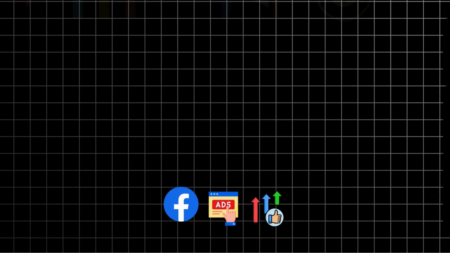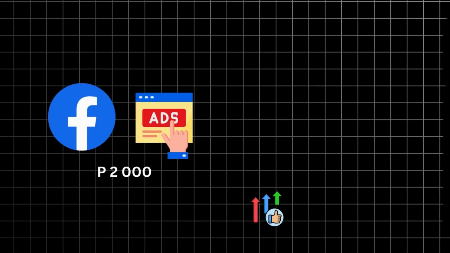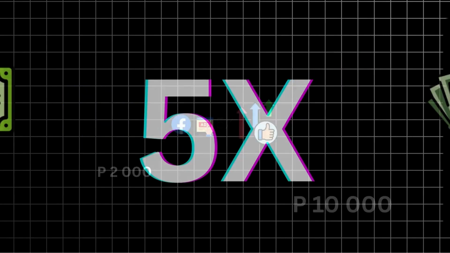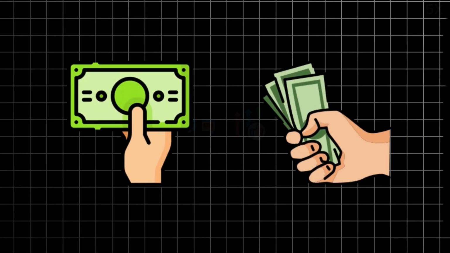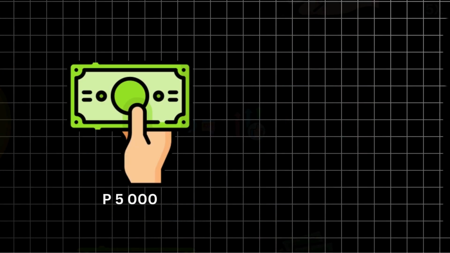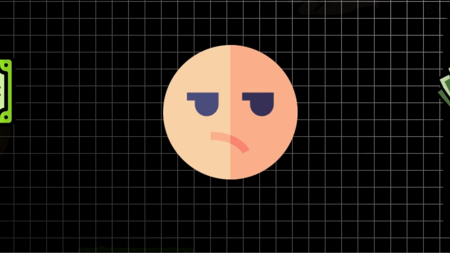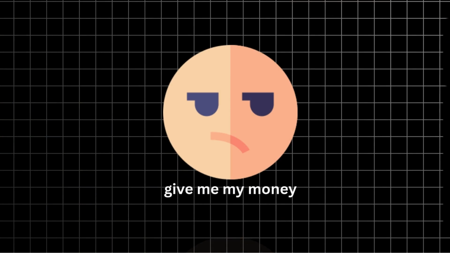So let's say you spend 2,000 pesos on a Facebook campaign, and it brings in 10,000 pesos in sales. That's a 5x return. For every peso you spent, you earned 5 back. That's solid. But if you spent 5,000 pesos and only got 2,000 pesos in return, that's not good. Your ad didn't perform and you lost money.